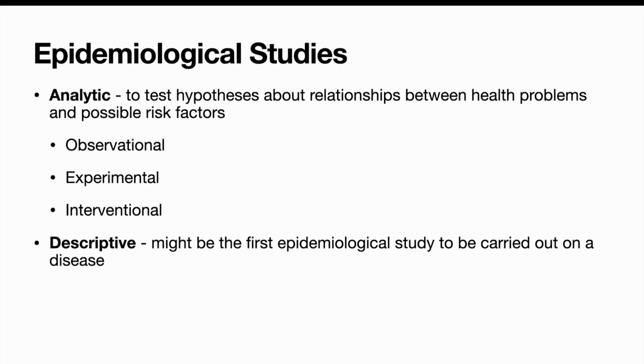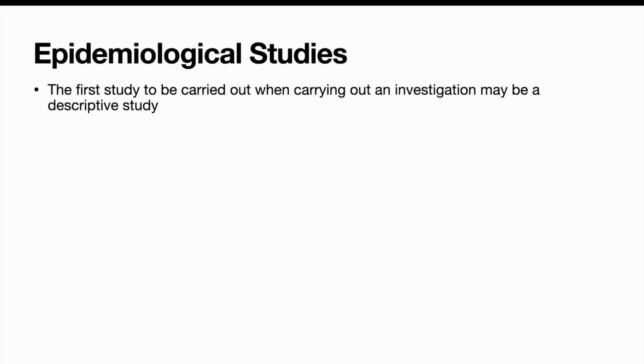Next, we have some epidemiological studies. Our book divides them into analytic and descriptive studies, although they can be divided differently and categorized differently. But according to our book, the analytic studies test hypotheses about relationships between health problems and possible risk factors. Descriptive studies, on the other hand, might be the first epidemiological study to be carried out on a disease. So let's talk a little bit more about descriptive studies.